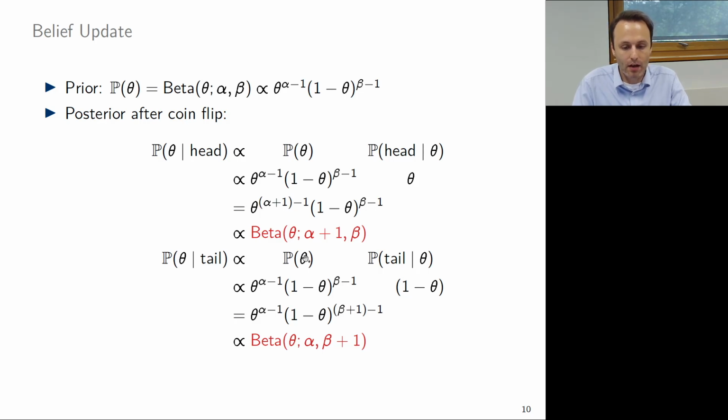For the tail, if we see a tail after the flip, we multiply the prior with a 1 minus theta, and we get an increment of the beta with 1.